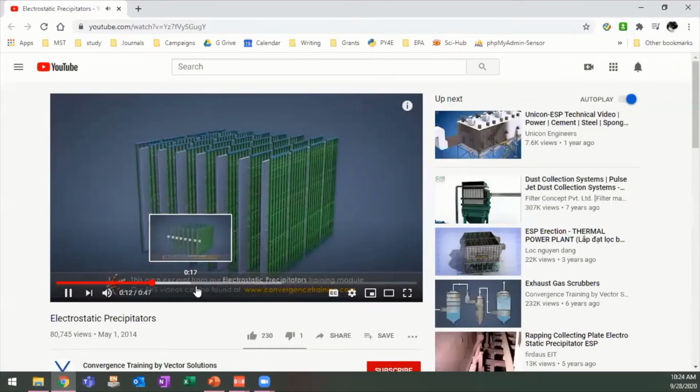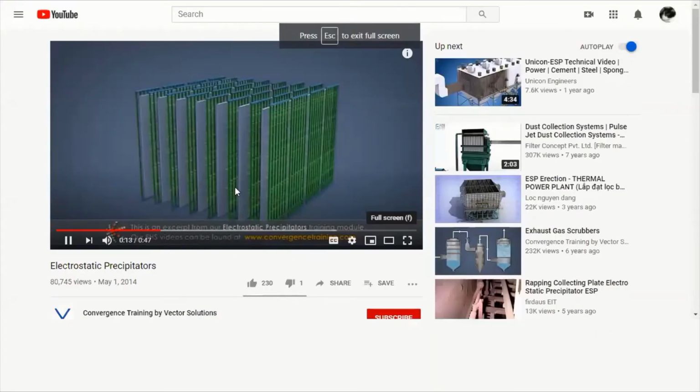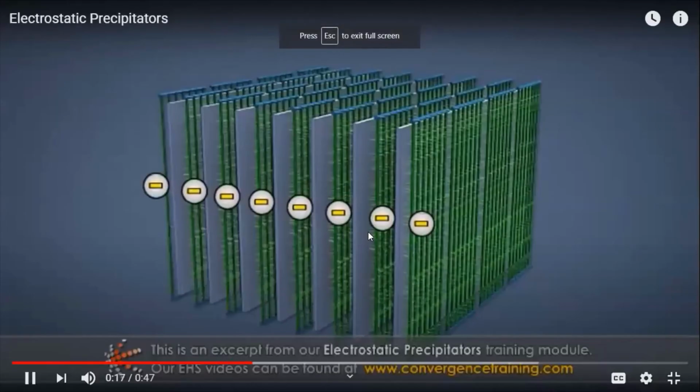Positioned around the collection plates are discharge electrodes. The electrodes are negatively charged with high voltage. These electrodes are negatively charged.